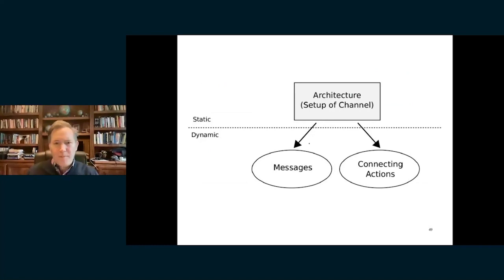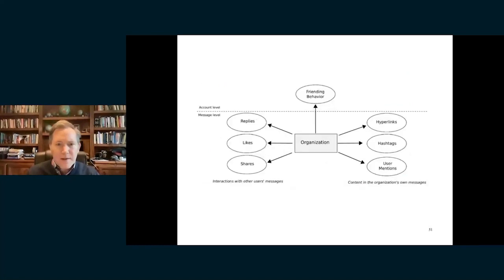So then next part, we have these what's called connecting actions. So a way to think of this, we don't need to spend a lot of time on this, is that it's just useful to understand that there are a lot of ways an organization can connect with other potential users, and ideally people in the target audience. You can have this friending and following behavior up at the account level where you just follow people or friend people. At the organizational level, at that message level, in other words, you can reply to people, you can like their messages, you can share their messages, you can include hyperlinks, you can include hashtags, you can include user mentions to tag other organizations or other individuals.